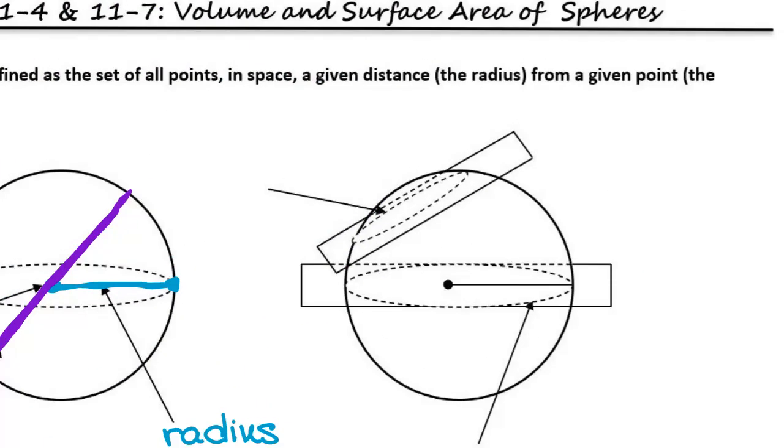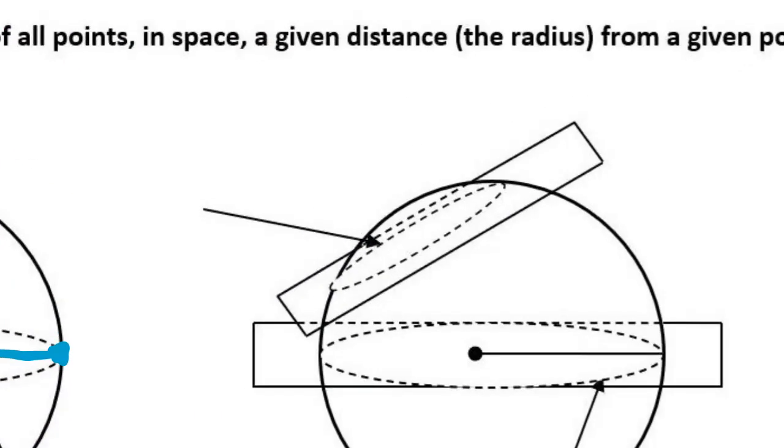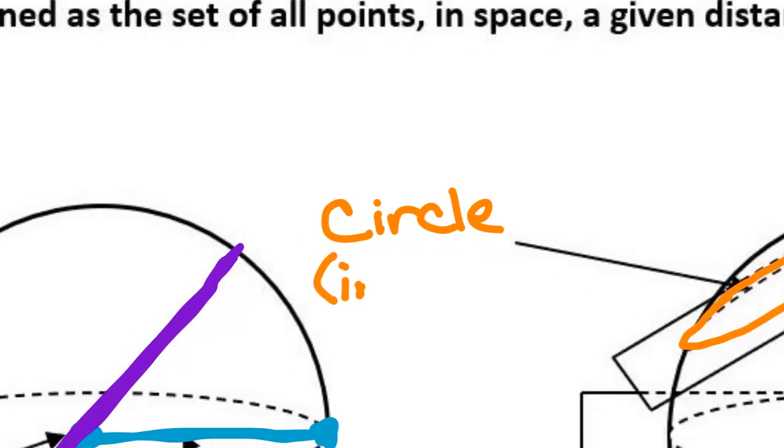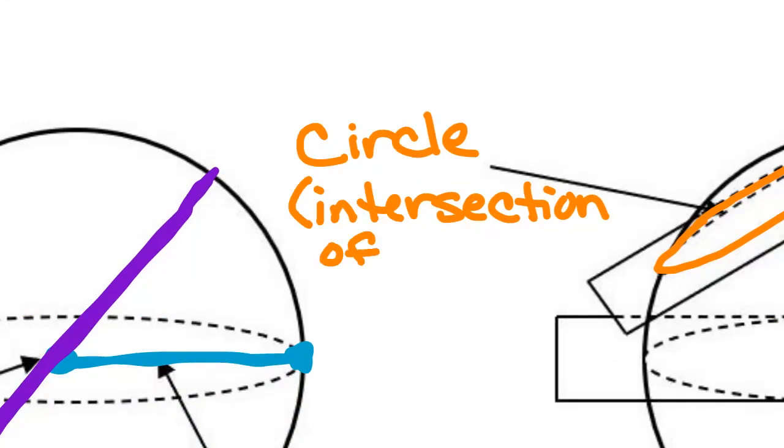If I take a cross section of a sphere, I take a plane and I slice through part of the sphere, like right here. It's going to make a circle. This is the intersection of a plane and a sphere.